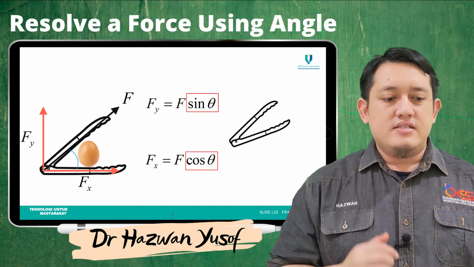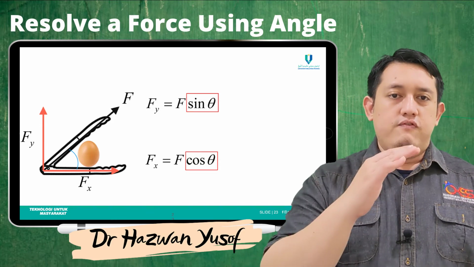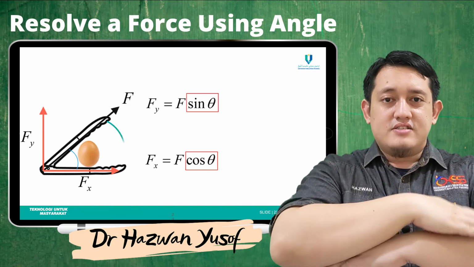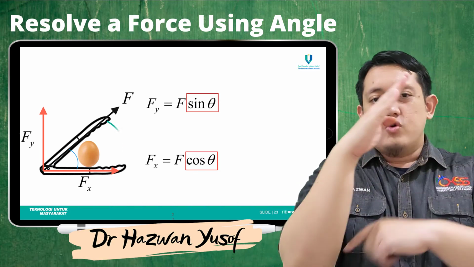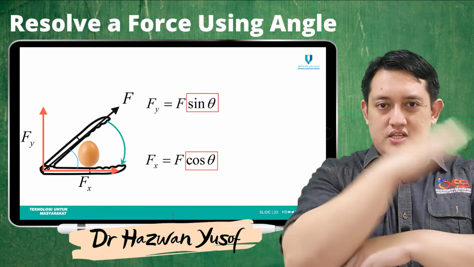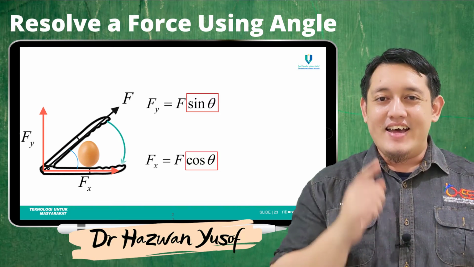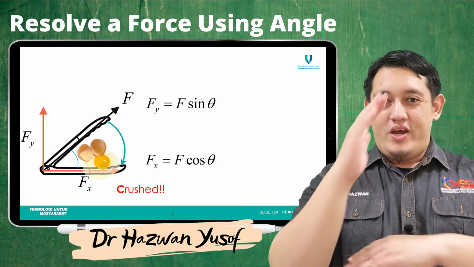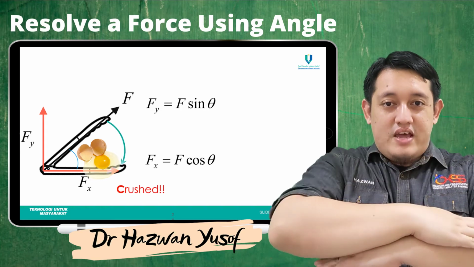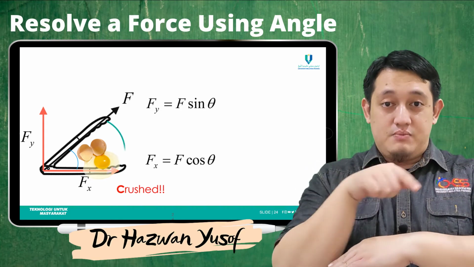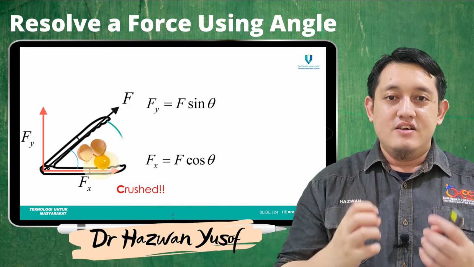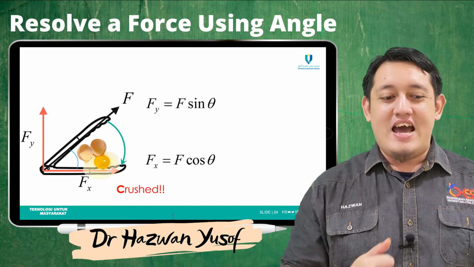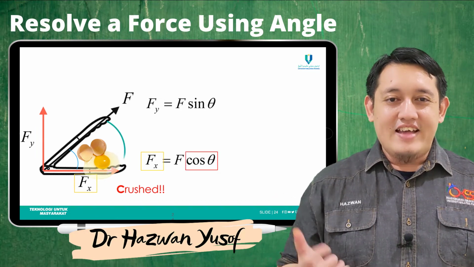Now, let's say we want to resolve the force F to the x direction. So what will happen to the egg between these two forces? The egg here will be crushed. Now, you can see here, when we want to resolve a force into the x direction with the angle, or the egg, between it, it will be crushed. Crush starts with C, so we can say it is cosine. As simple as that.